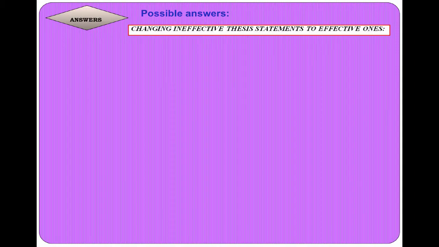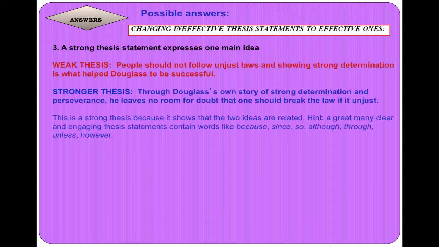Answers. Here are some possible answers. 3. A strong thesis statement expresses one main idea. A stronger thesis would be, through Douglas's own story of strong determination and perseverance, he leaves no room for doubt that one should break the law if it is unjust. This is a strong thesis because it shows that the two ideas are related. Hint: a great many clear and engaging thesis statements contain words like because, since, so, although, through, unless, and however.